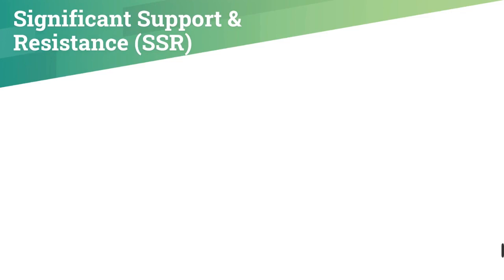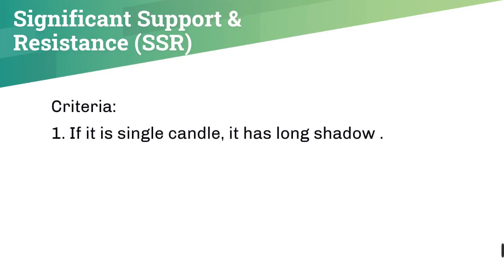So the first definition of an SSR is that if it's a single candle, it has a long shadow. What does it mean by long shadow? It means that there is a very, very strong rejection. It does not matter whether it's from the top or from the bottom, from the support or from the resistance. So if it's a single candle, it has a very long shadow.